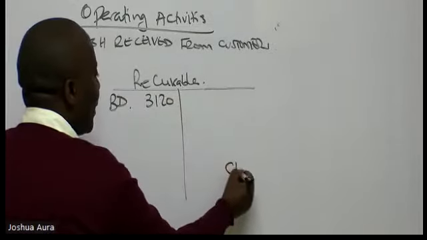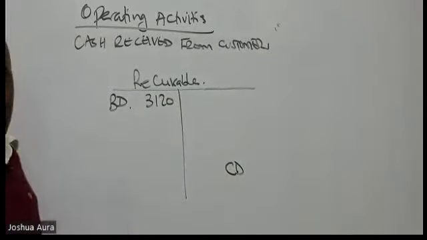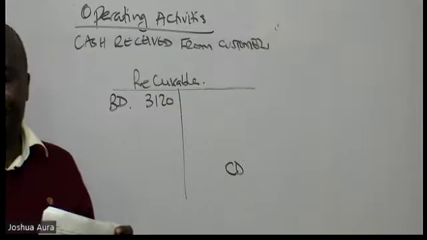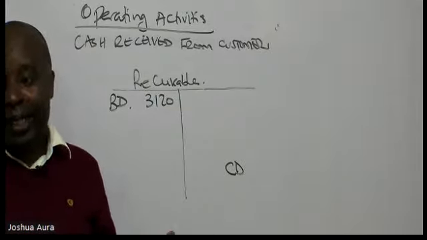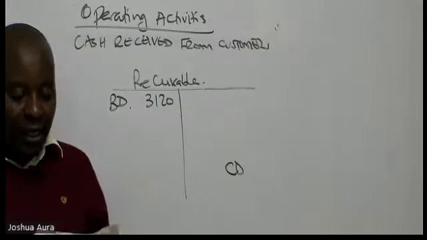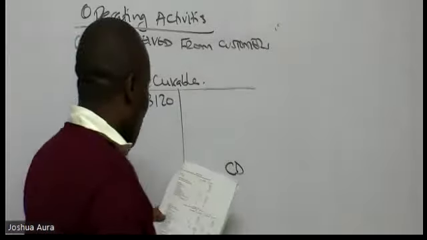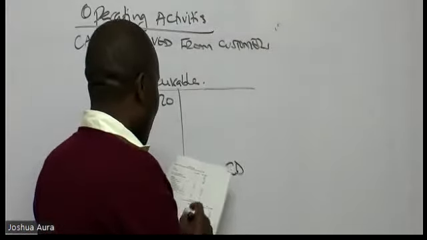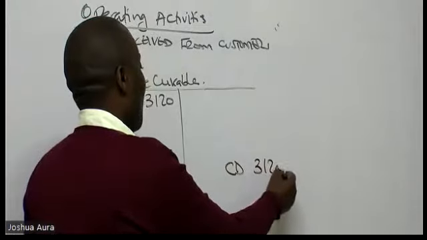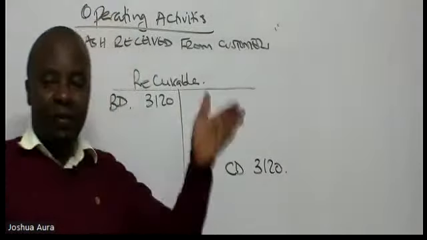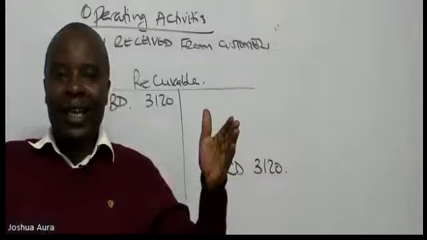How about balance carried down? Again, 3120, you guys are bright. So we have here 3124. Yes, both of them. Now, we have receivables at the beginning and receivables at the end.